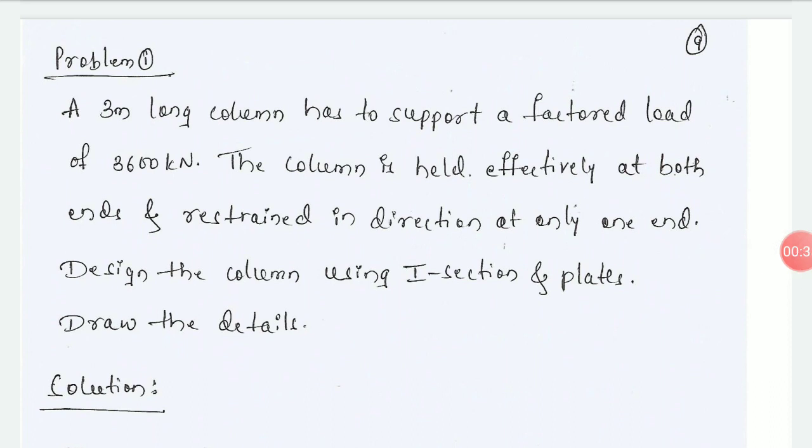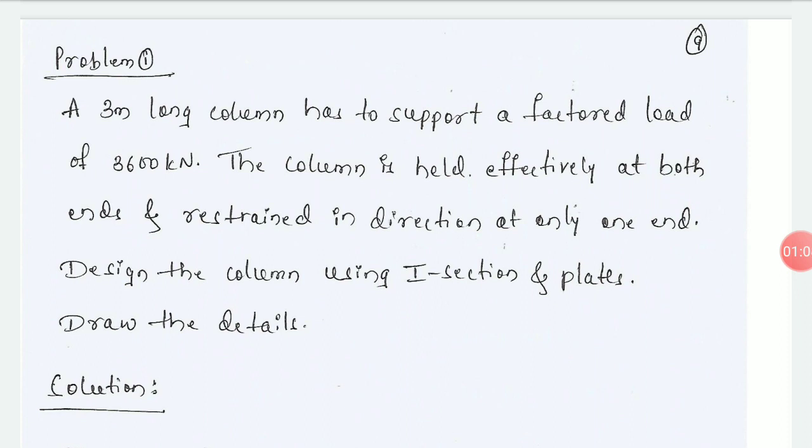Look at that problem. A 3-meter long column has to support a factored load of 3600 kilonewton. The column is held effectively at both ends and restrained in direction at only one end. Design the column using I section and plates. Draw the details.